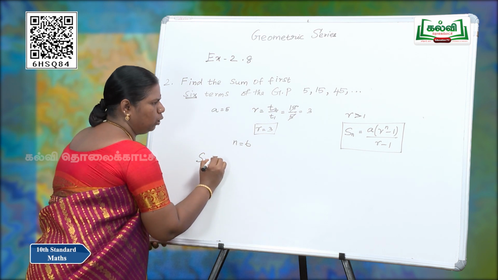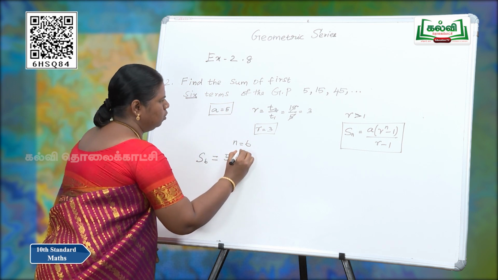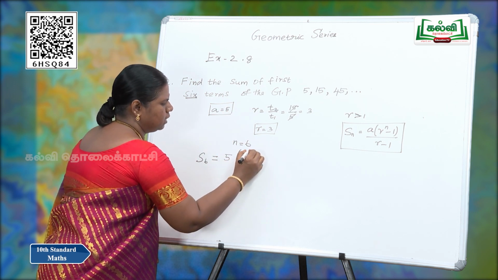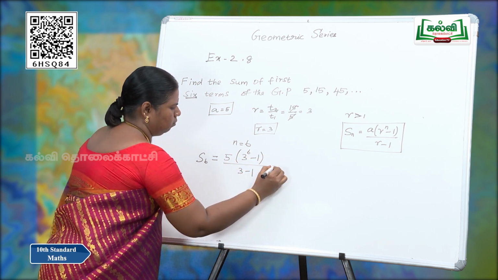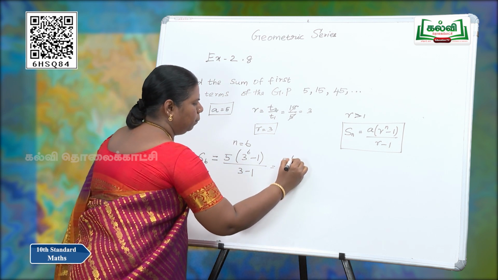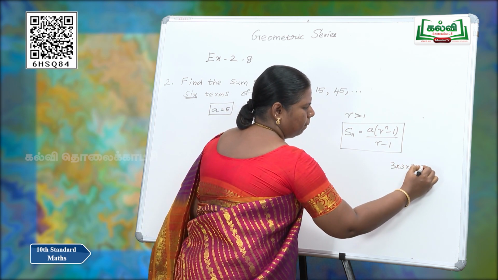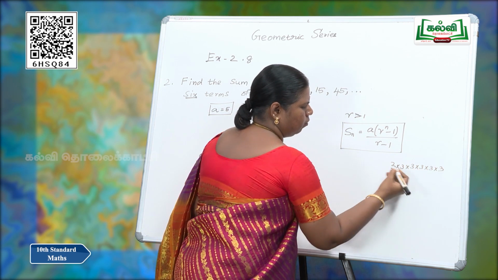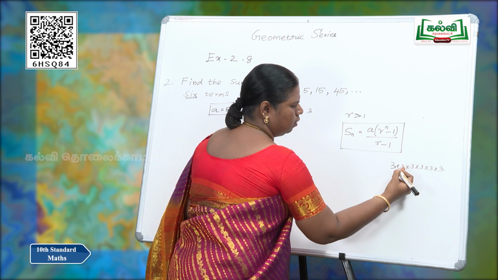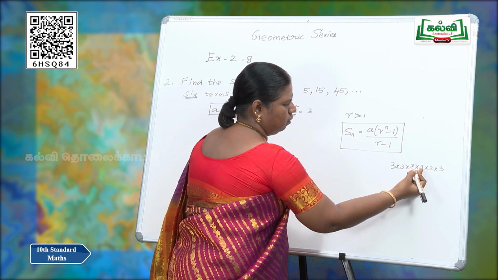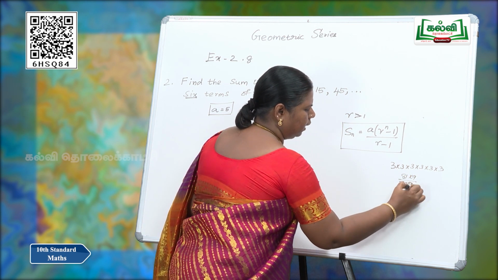S6 is equal to, in the place of A, put 5 into 3 power 6 minus 1 by 3 minus 1. 3 power 6 is 3 multiplied 6 times. 3 3s are 9, 27, 81, to 729.